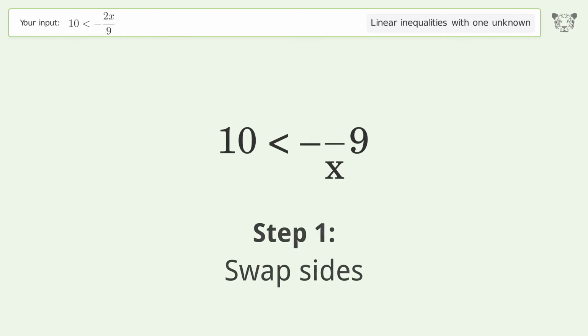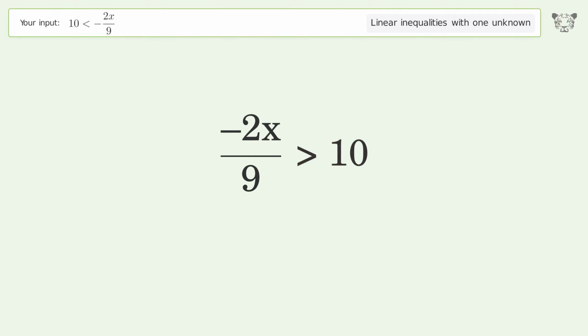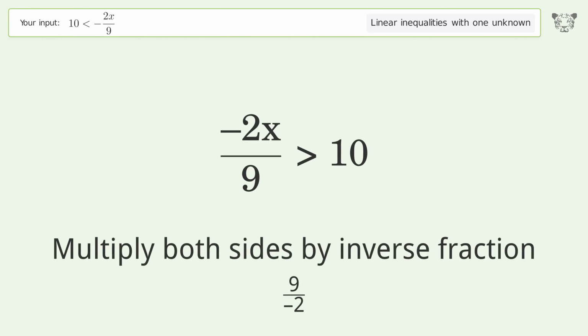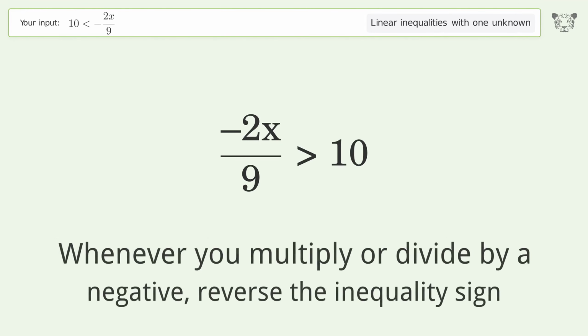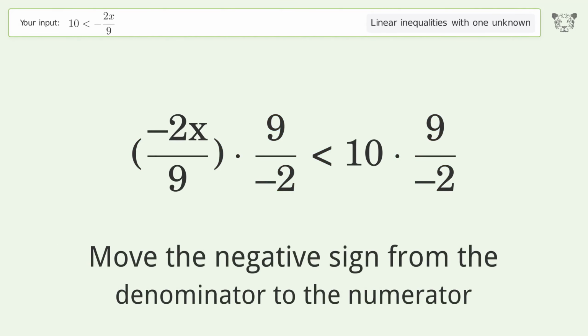Swap sides. Isolate the x. Multiply both sides by inverse fraction 9/2. Whenever you multiply or divide by a negative, reverse the inequality sign. Move the negative sign from the denominator to the numerator.